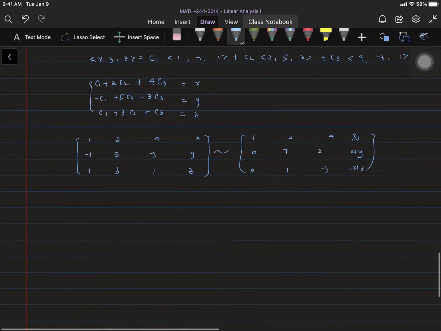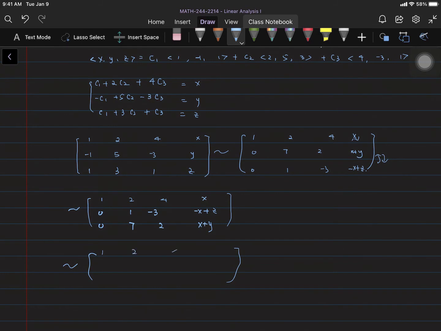And then let's see, I'm going to have the leading one, so permute those two rows. 0, 1, negative 3, negative x plus z, and 0, 7, 2, x plus y, right? And make the 7 into 0: 1, 2, 4, x; 0, 1, negative 3, negative x plus z; and here 0, 0, negative 3 times negative 7 should be 21, and there 23 here. And after simplifying, 8x plus y minus 7z.